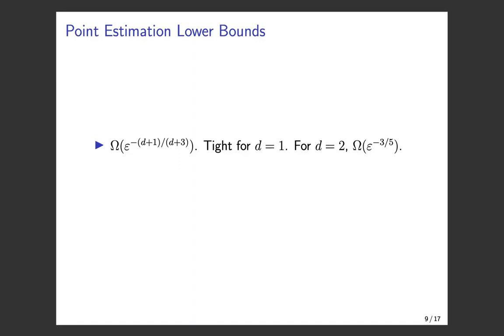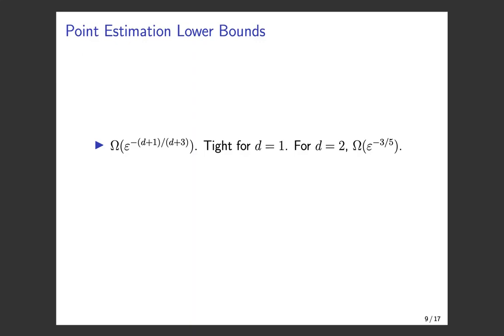And so this exactly matches the upper bound of 1 over root epsilon that we get with our upper bound. Okay, for d equals 2, it's not quite tight, but it's fairly close. So you get epsilon to the minus 3/5. Okay, and as d increases, this goes to 1 over epsilon. Okay, so it's not tight for large d.